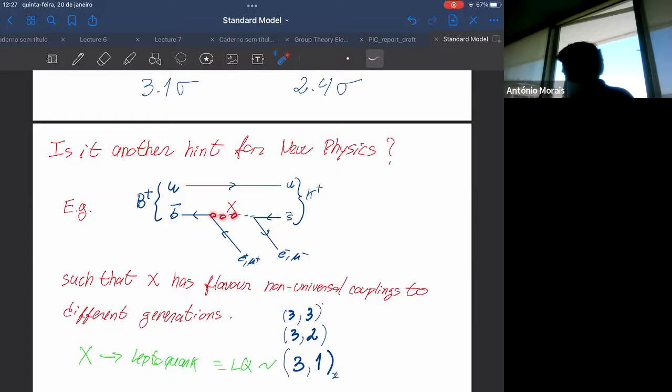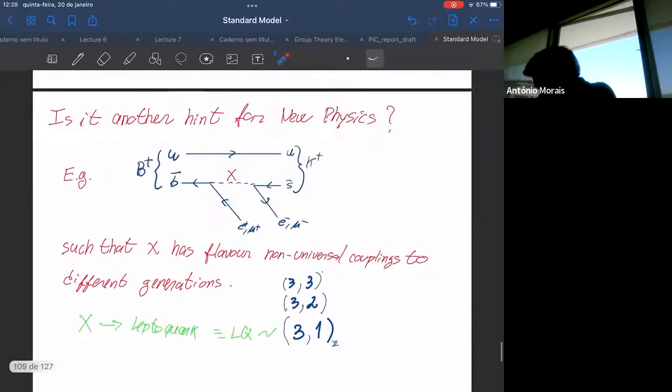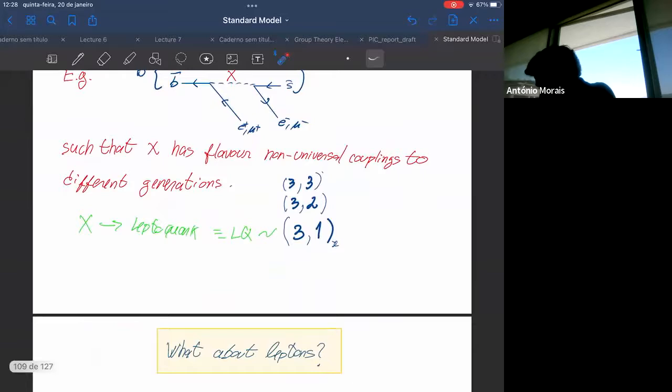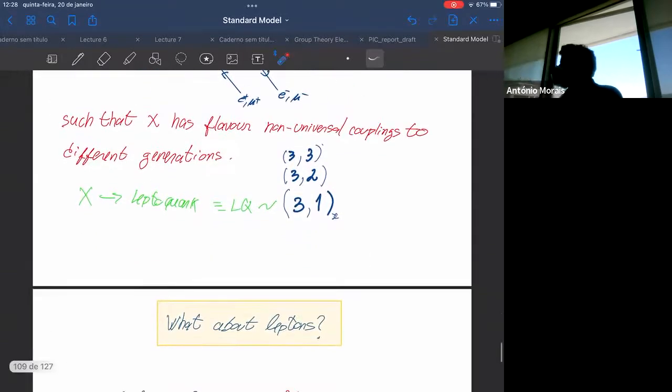Just that the Higgs cannot couple here because this is a neutral particle and you need a charged particle here. So we have discussed a lot about quarks. The question now is, what about leptons? What happens in leptons now?